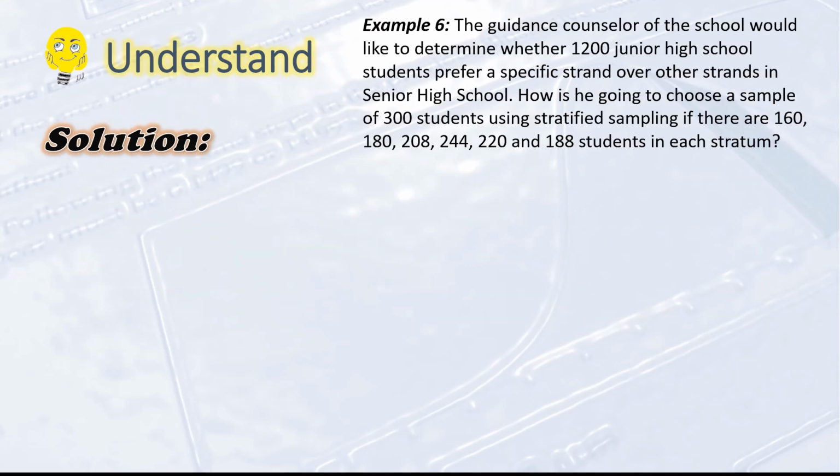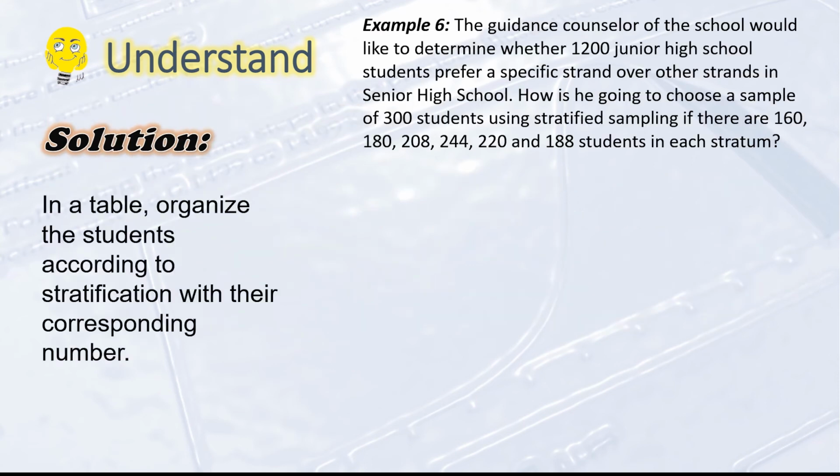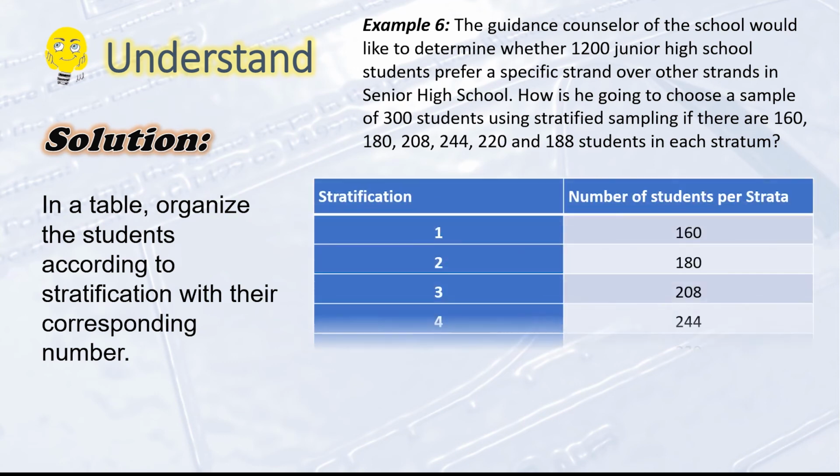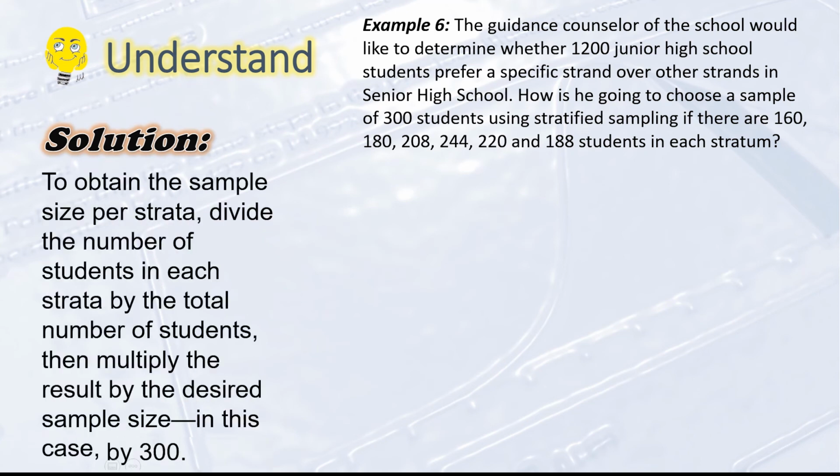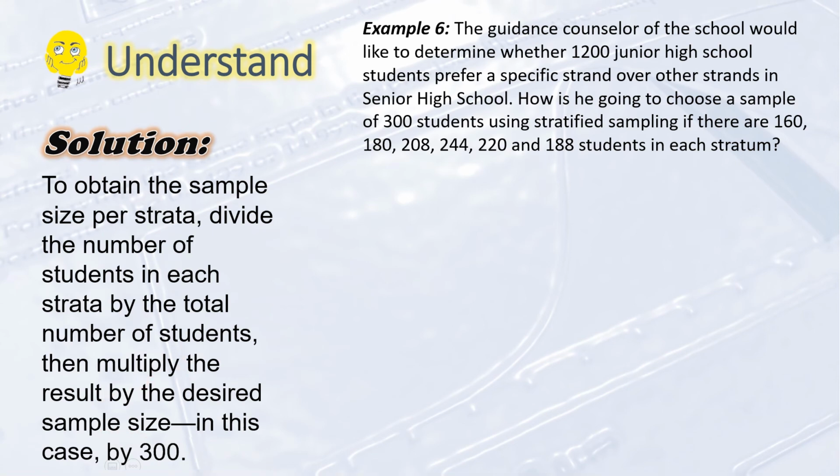Here is our suggested solution. In a table, organize the students according to stratification with their corresponding number. On the first column, we have the stratification, and then on the second column, the number of students per strata. The total number of students, or the population, is 1,200. Next, to obtain the sample size per strata, divide the number of students in each strata by the total number of students. Then, multiply the result by the desired sample size. In this case, by 300.